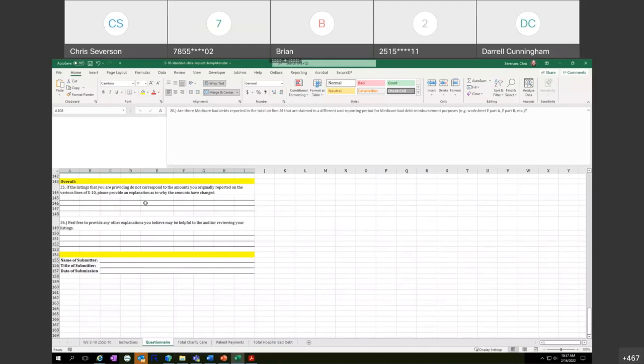And finally, just a couple of additional overall issues. If the listings do not correspond to the amounts you originally reported, let us know what changed, and why it might have changed. Again, if you have an amendment, you can submit the revised listing. Just do it as soon as possible so they can start their audit with the proper data. Certainly before they do any sampling, we wouldn't be able to accept a revised listing after they start the sampling. And then any other explanations that you think might be helpful for the auditor.